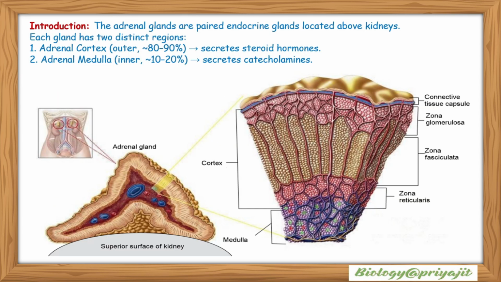Introduction. Basically, the adrenal glands are paired endocrine glands located just above the kidneys. Each gland has two distinct regions. The outer region is the adrenal cortex, that is the 80 to 90% region, which secretes steroid hormones. And the inner region, that is the inner 10 to 20% region, is the adrenal medulla, which secretes catecholamine hormones, or catecholamines.